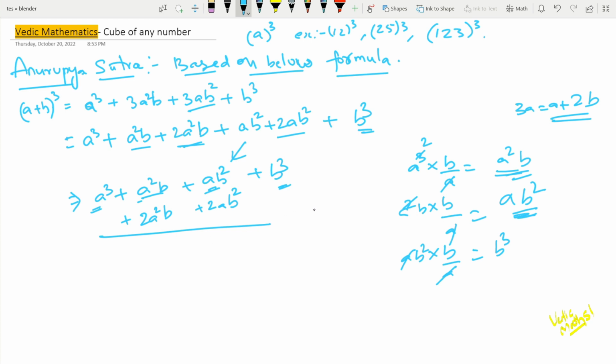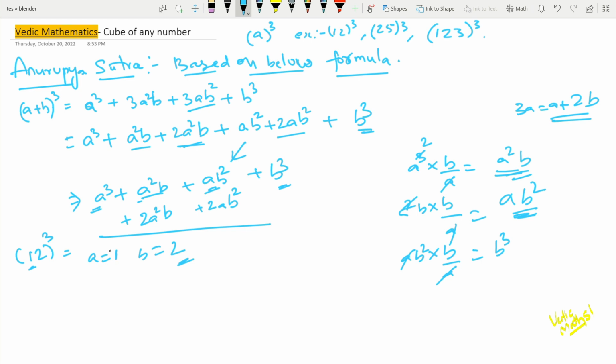Let's take one example and I'll show you how to do the cube of a number using the Anurupya Sutra. Let's take 12 cube. Initially, you have to split this number into two variables: a is equal to 1, b is equal to 2. Now you have to apply this.